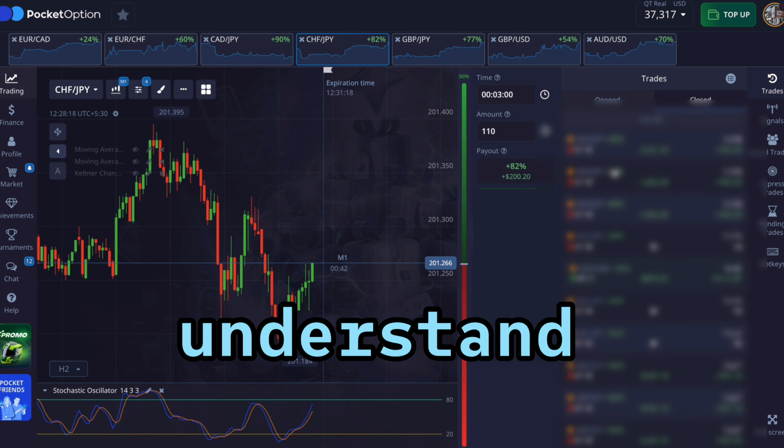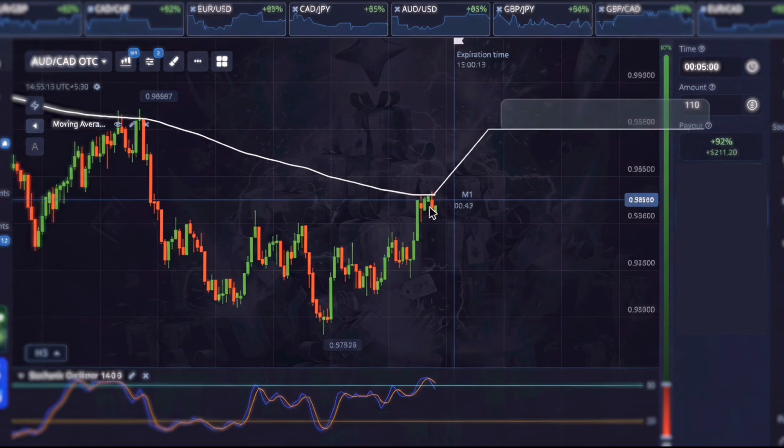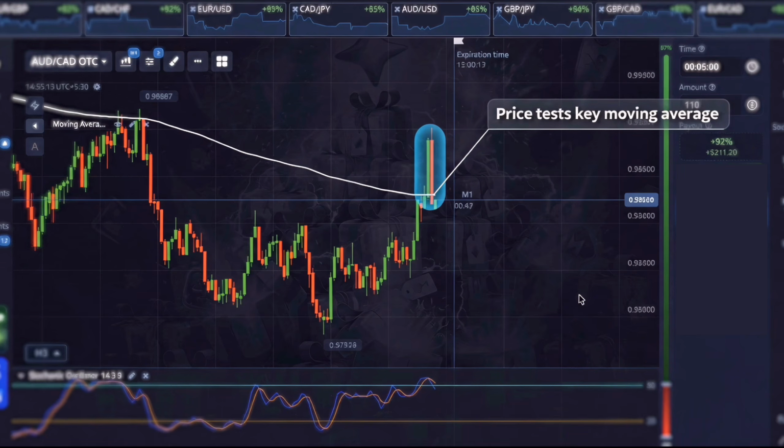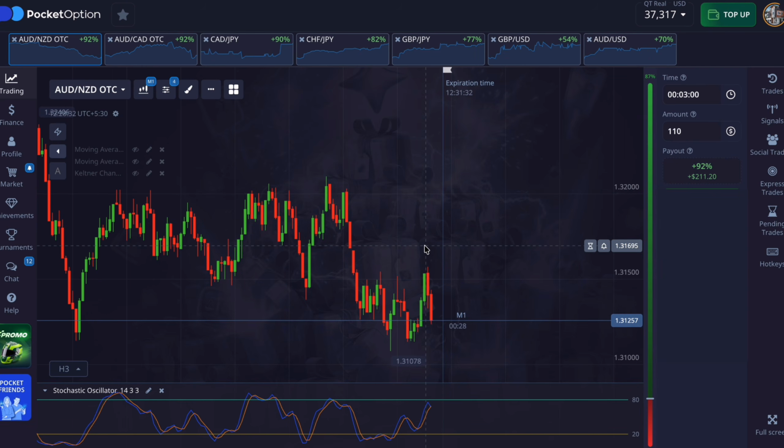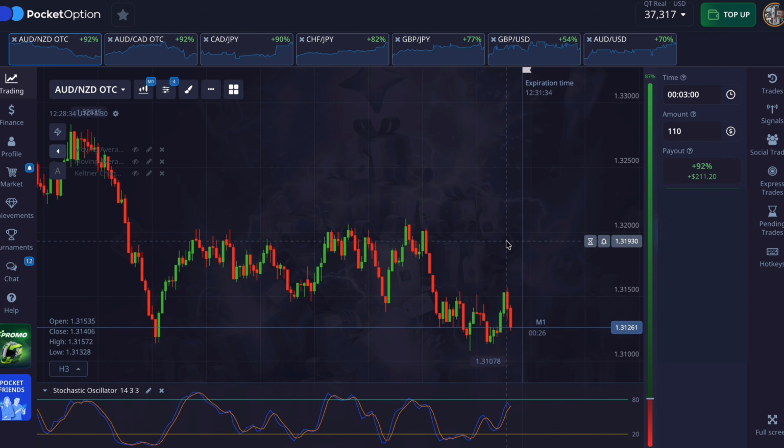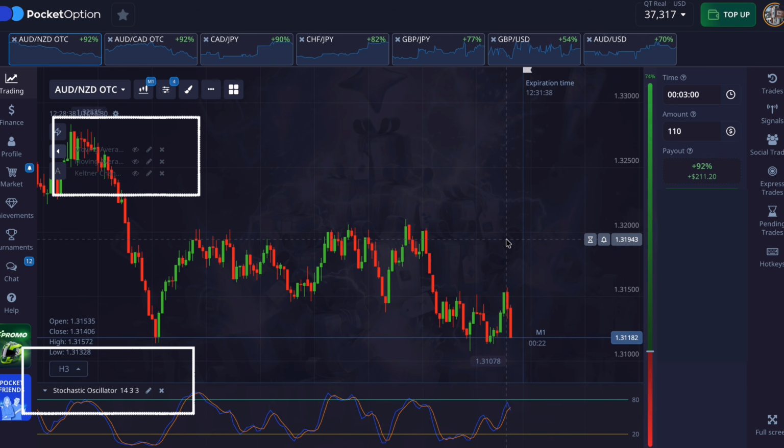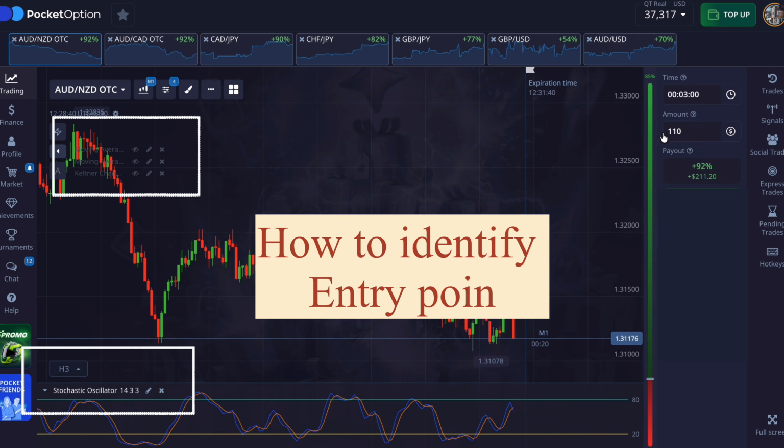Here, we will understand when to enter a trade. Often, simply following a strategy isn't enough, because a single wrong entry can render your entire analysis futile. So, knowing a better entry point is crucial. And that is exactly what we will explain in detail today. Regardless of the strategy you follow, we will teach you how to identify a better entry point.